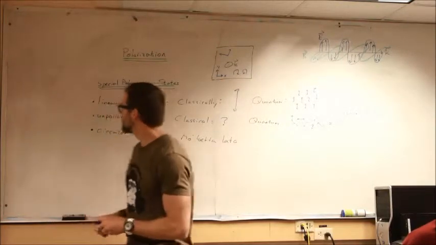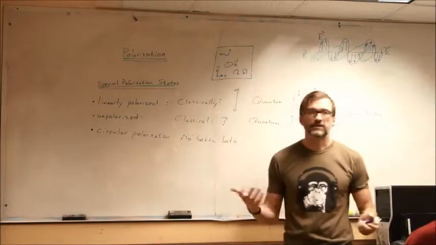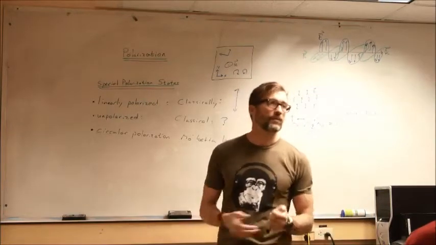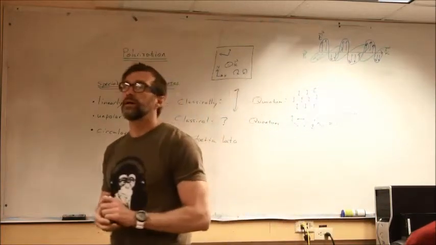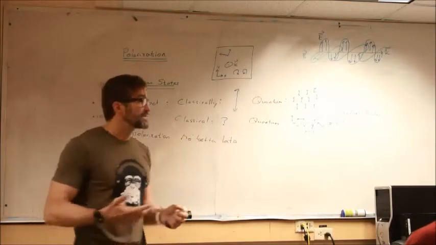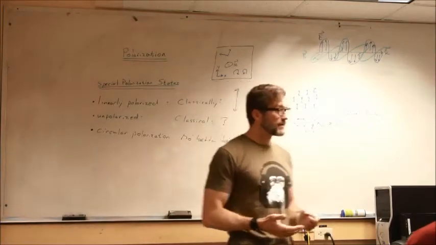So we have these three special states of polarization, and now we can ask, okay, if I create light, what kind of polarization state is it in? If I am given light in a certain polarization state, do I have a way of manipulating that? Can I change it?